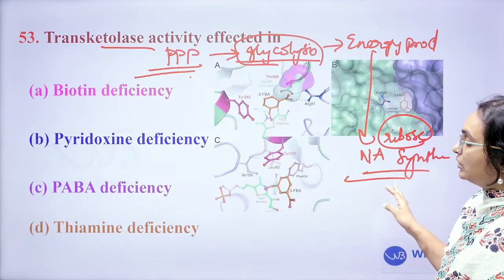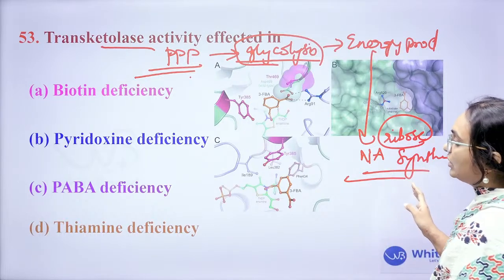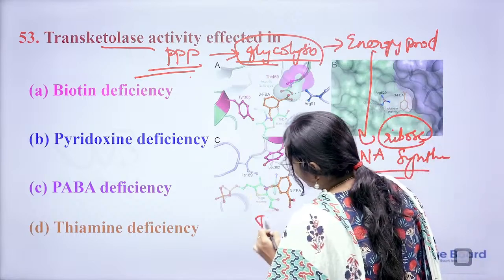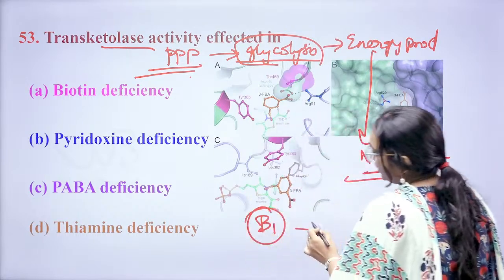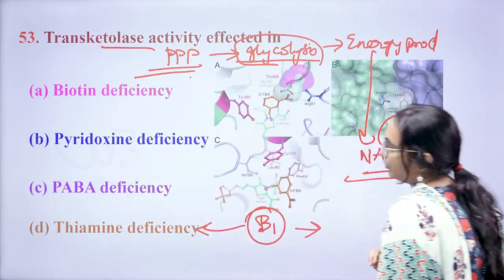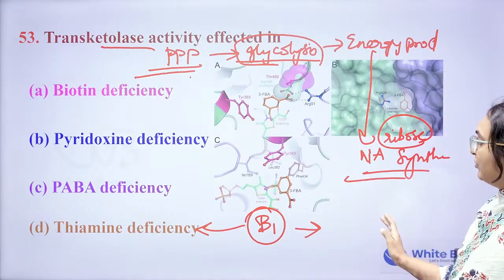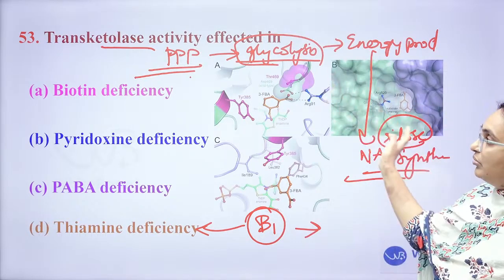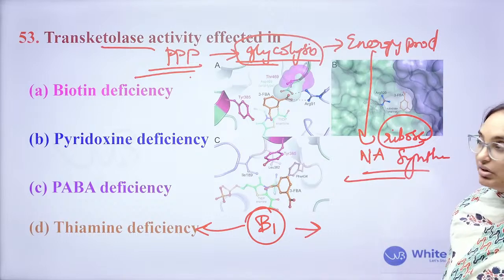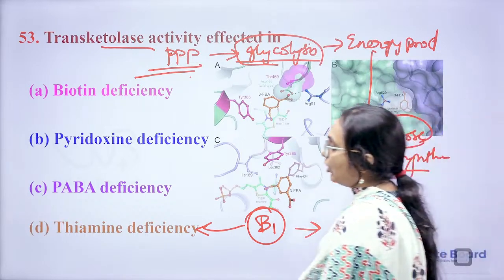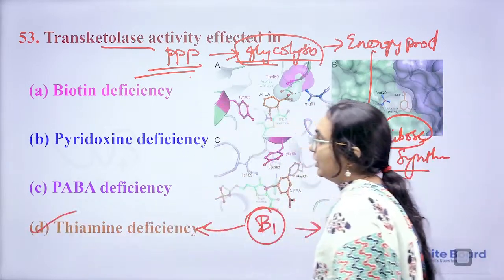When there is a B1 deficiency, that means thiamine deficiency, vitamin B1 deficiency, the activity is affected because the transketolase activity is affected. So, the option here is D.